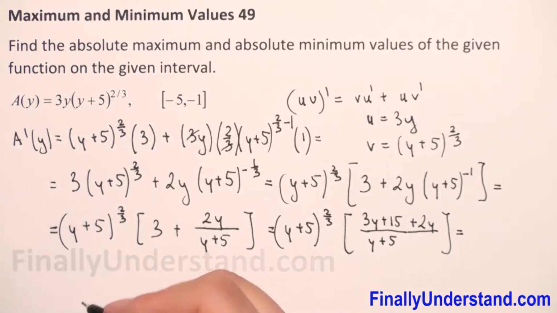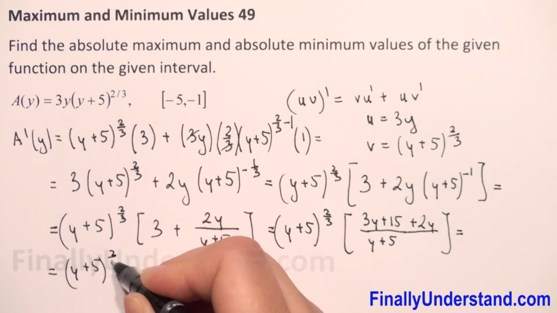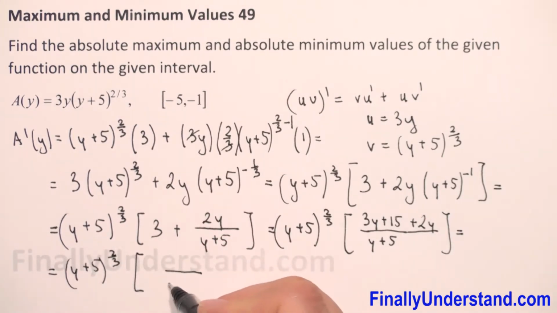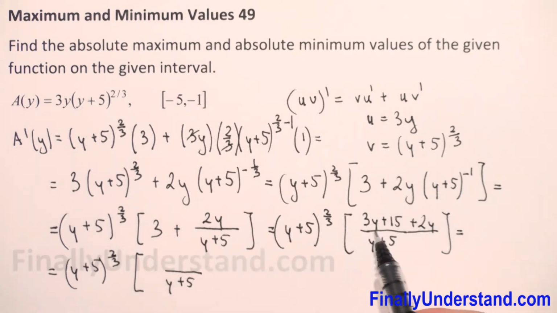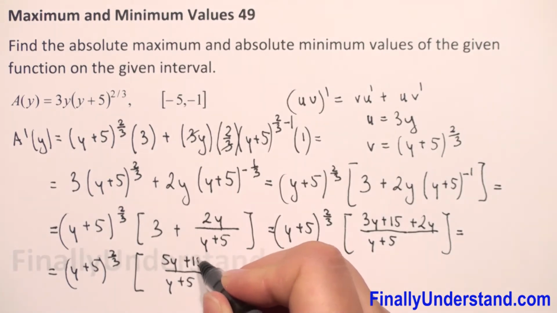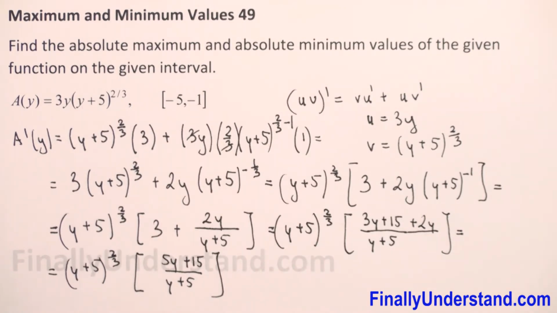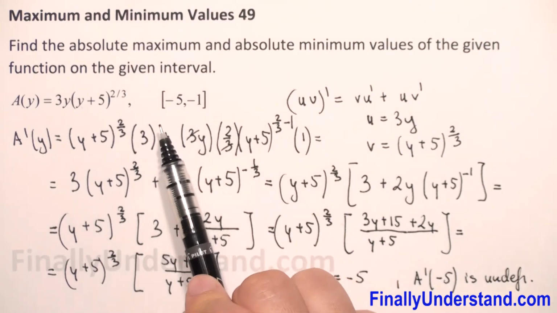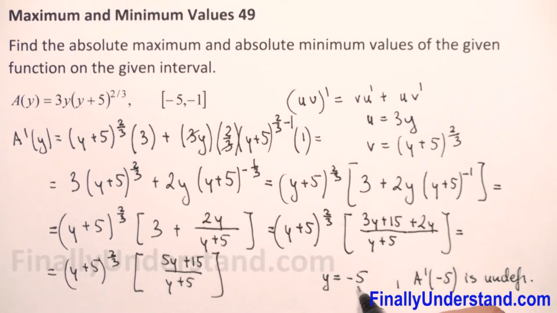So this is equal. We have (y plus 5) to power 2 over 3 times, denominator stays the same, and in numerator we will have 3y plus 2y is 5y plus 15. So we have first derivative. Now we have to check the domain of our derivative because we have denominator. Denominator cannot be 0. So for y equals negative 5, we have first critical value because our a prime of negative 5 is undefined, and negative 5 belongs to domain of our function, so y equals negative 5 is our first critical value.